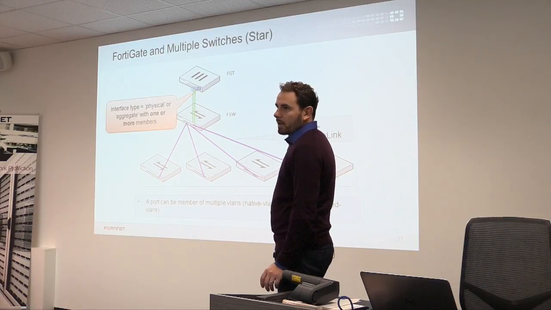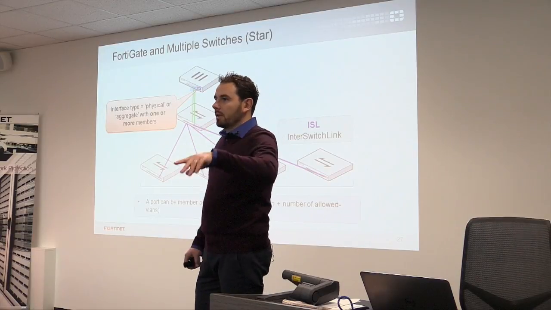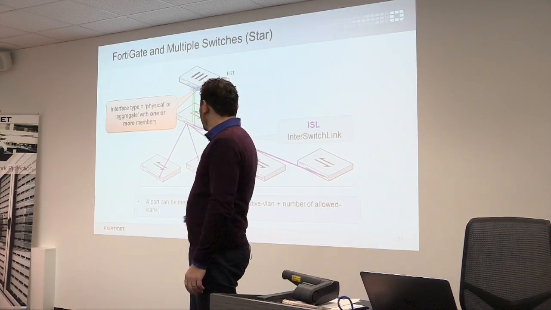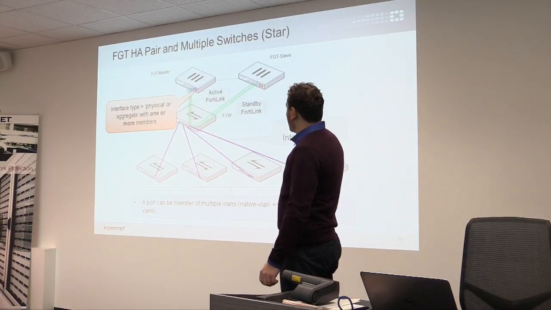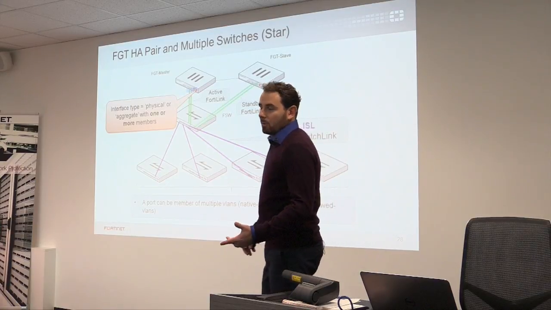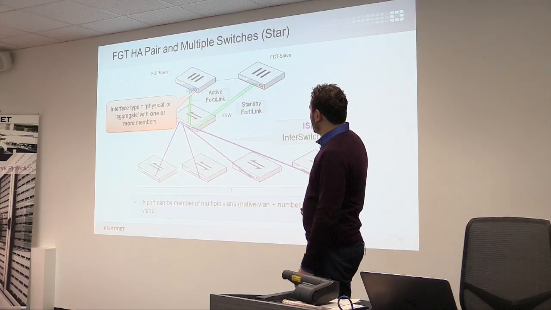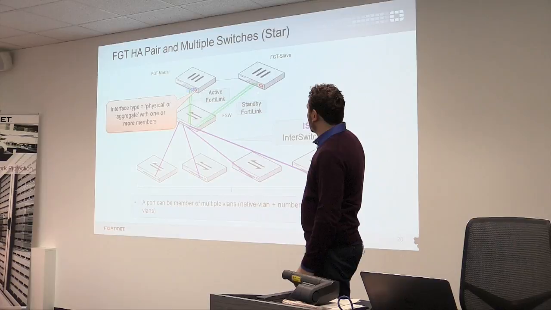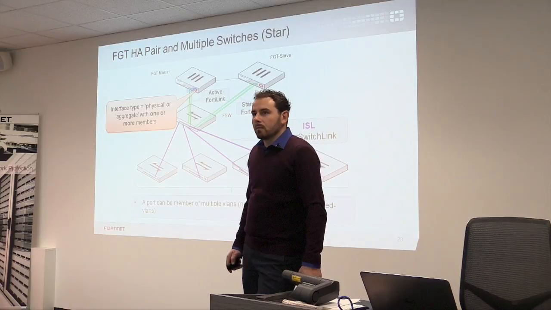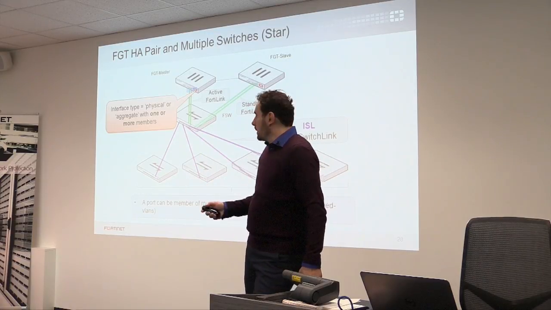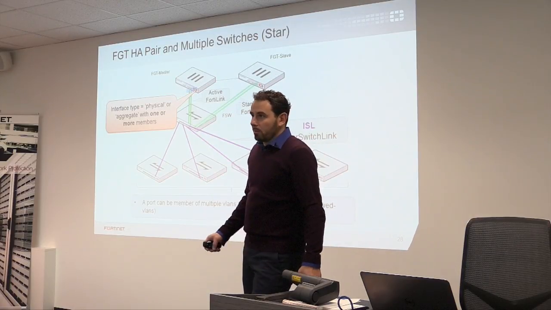Then we can start stacking. So we can do a simple star. Let's say you have access switches, then you start plugging them to the main switch, and then they will be all controlled. Okay, so what about FortiGate in HA? We want to have also redundancy there, right? That's no problem. We can connect also other links to the passive FortiGate, and it will be controlled the same. If the FortiGate fails over, the passive becomes active, and it will continue to manage the switches.